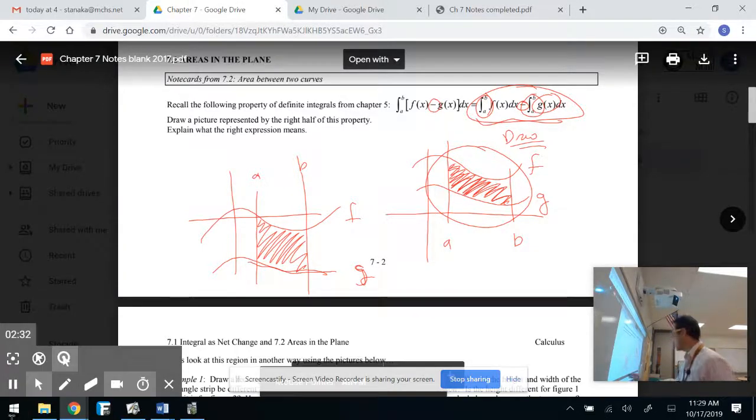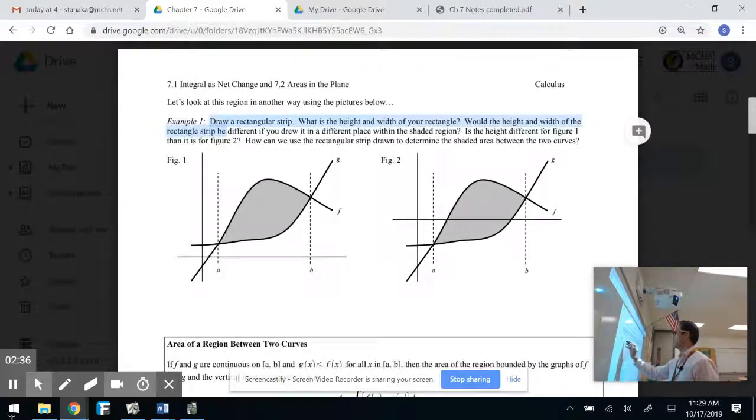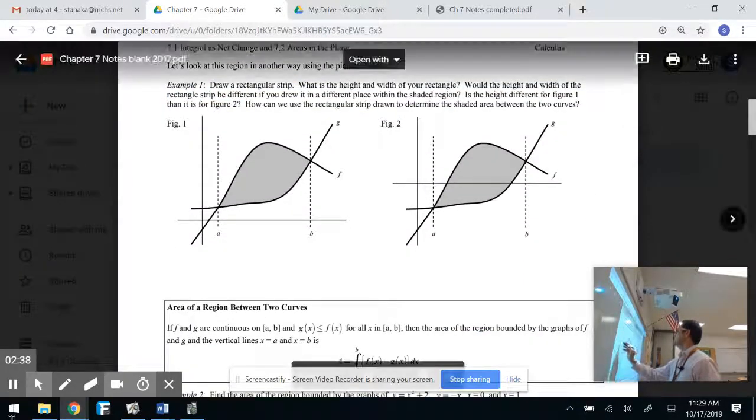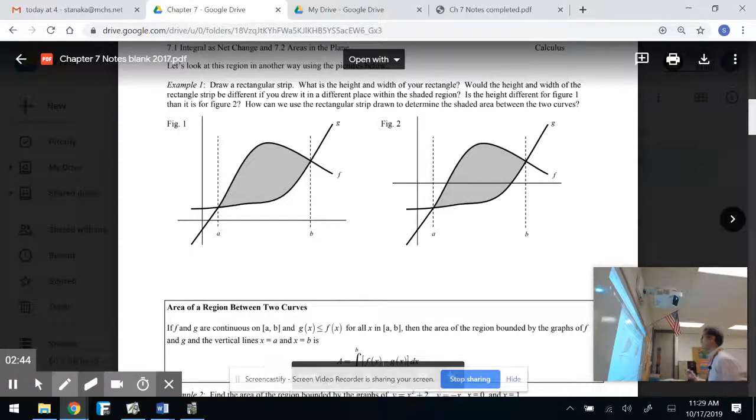And that dives us into the last little parts of AB calculus here. Let's look at the region in another way using the following pictures. Example one, draw a rectangular strip. What is the height? What is the width? Would the height and width of the rectangular strip be different if you drew it in a different place within the shaded region? Is the height different for figure one than it is for figure two? How can we use the rectangular strip drawn to determine the shaded area between the two curves?